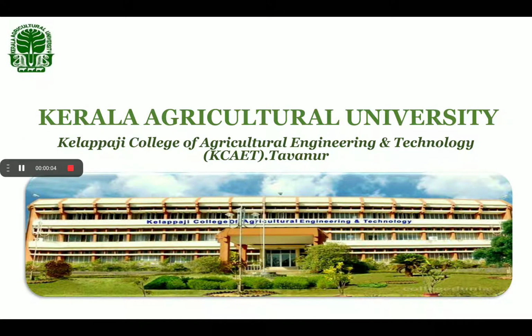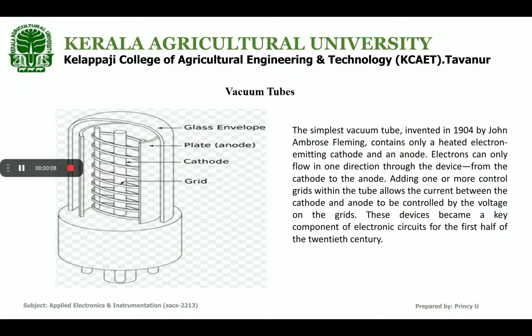Let us see the topic transistor. So before going to the transistor, let us see the history before the invention of transistor. There is a device, the vacuum tube, which was invented in 1904 by John Ambrose Fleming.